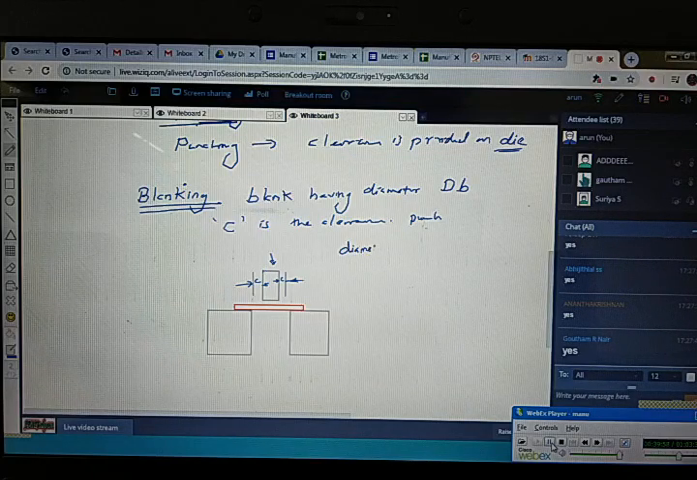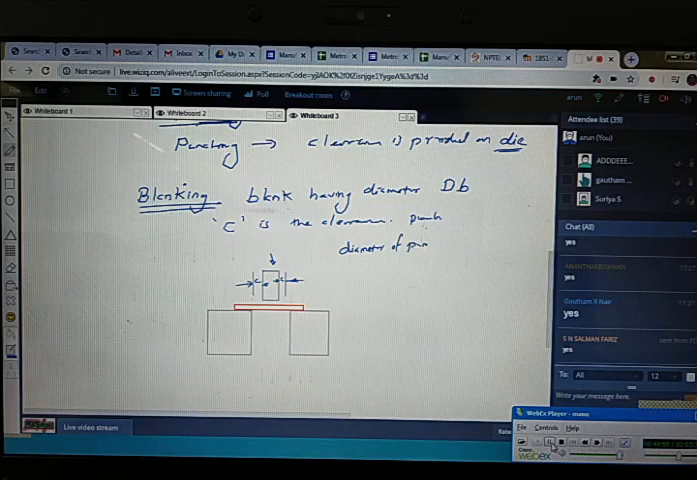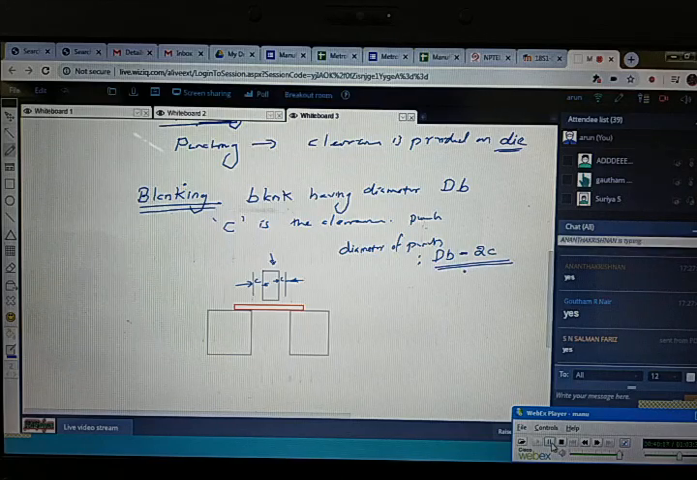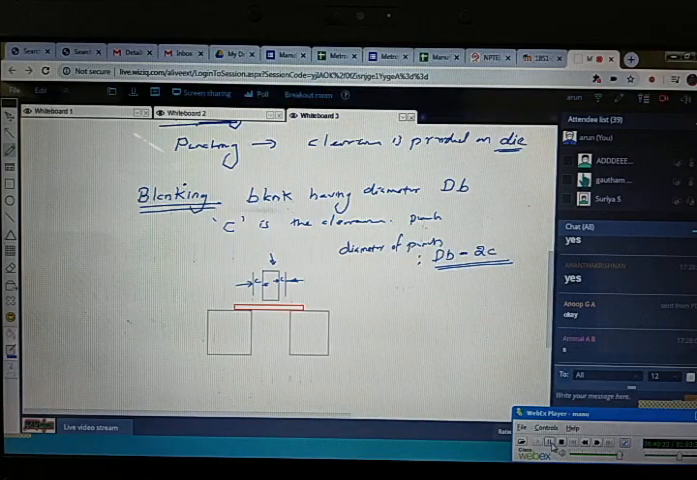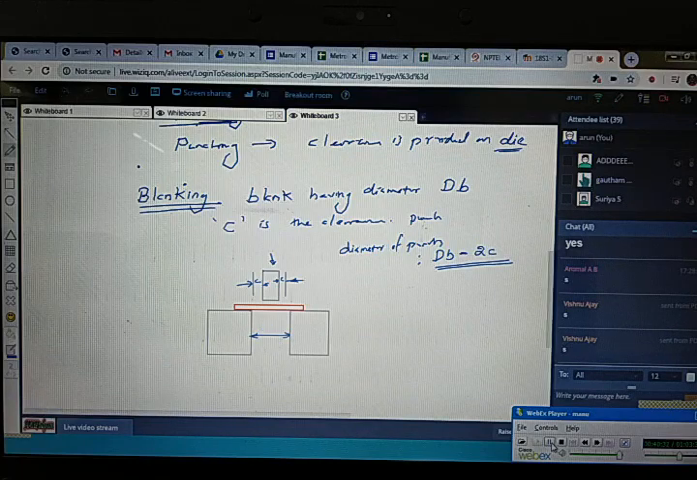So what shall be the diameter of the punch? Diameter of the punch is how much? dB minus 2C. Am I right? Yes. Then what about the diameter of the die? The diameter of the die will be equal to the dB itself. Isn't it? The diameter of the die is equal to the dB itself.